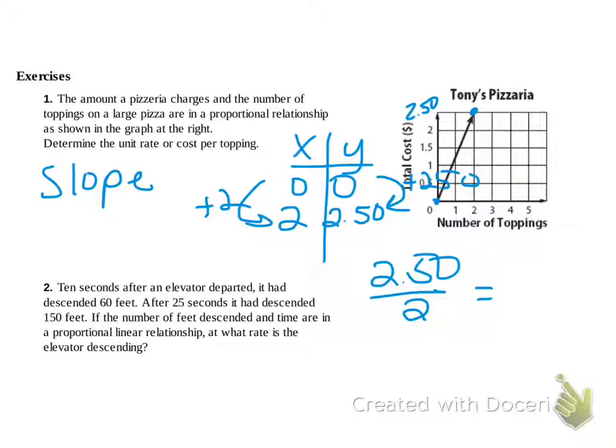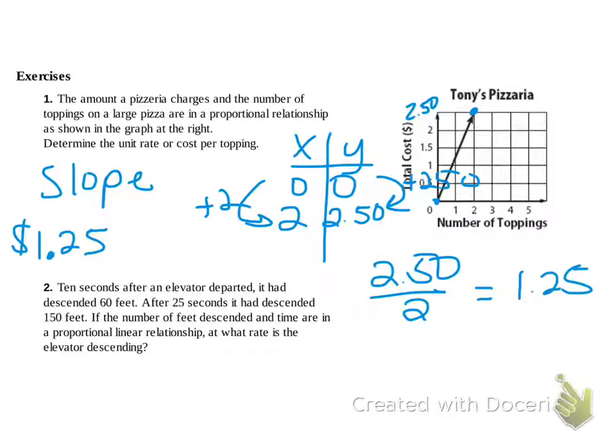How much is it for one topping? So for one topping, when you divide that, you get 1.25. So that is the slope, 1.25. That's the cost per topping. So for every extra topping, $1.25. So that is the slope, the constant rate of change, the unit rate, all of those interchangeable.